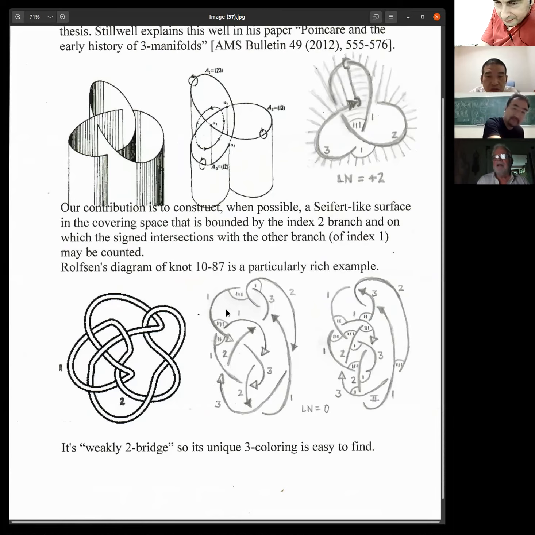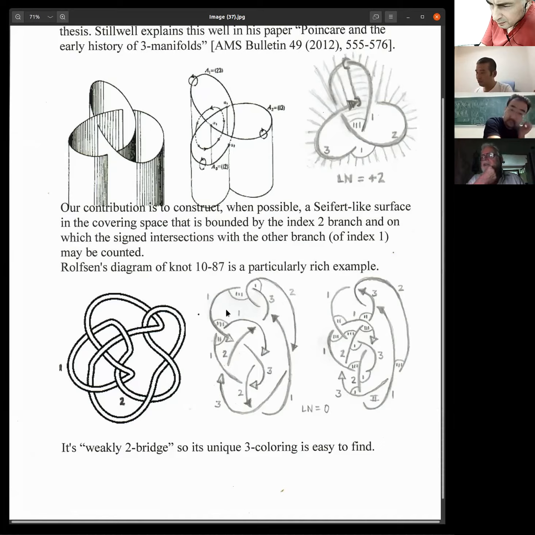I start by looking at the lower left-hand drawing, which is just knot 10_87 with 2 segments indicated 1 and 2. And then if you move to the other 2 drawings, that's the same thing, but filling out all of the 3 colors for every segment. And because it's weakly 2 bridge, which means if you start with the 2 segments labeled 1 and 2, you can just proceed around and, following the 3 coloring rule, you can end up labeling all the rest of the segments. And that's what the 2 drawings on the right have done.